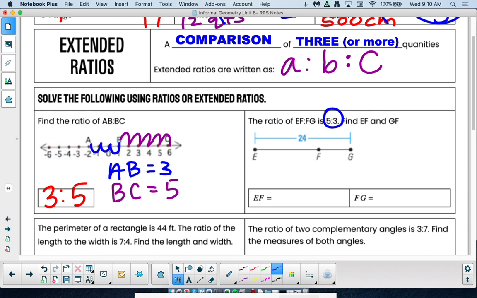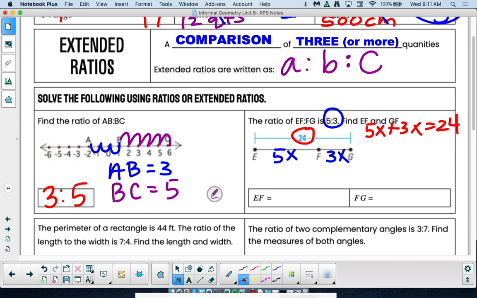So write down what I write down, okay? I know E to F is 5 parts. So I would put 5x, and we're going to figure out what that x is. And I know that FG is our 3 parts, okay? Now together, those two segments have to add to what? I'm hoping you're thinking 24. So really, folks, you're going to have 5x plus 3x equal to 24.